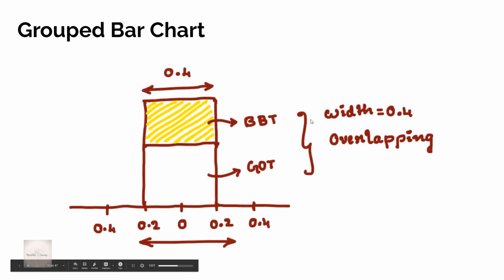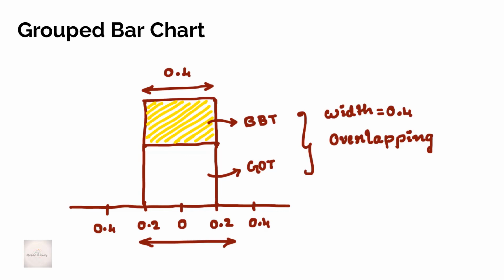Okay, so observe this. In the previous code, we mentioned the width as 0.4, so it will look something like this. That means both the bars are overlapping each other. That's the reason we are not able to differentiate between the two bars. See, BBT is 0.4 and GOT is also 0.4, but they are in the same place. That is, they are overlapping.